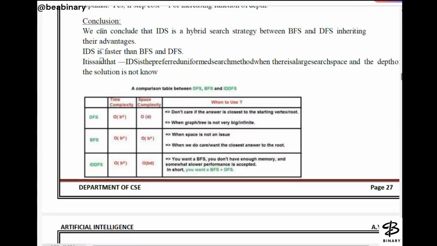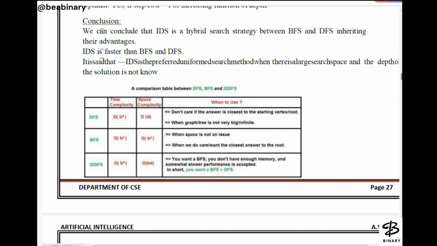So when to use DFS? When the goal node is closest to the starting root node, the starting vertex or the initial state, use DFS. Also when the graph or tree is not very big or infinite, then you need to use DFS.